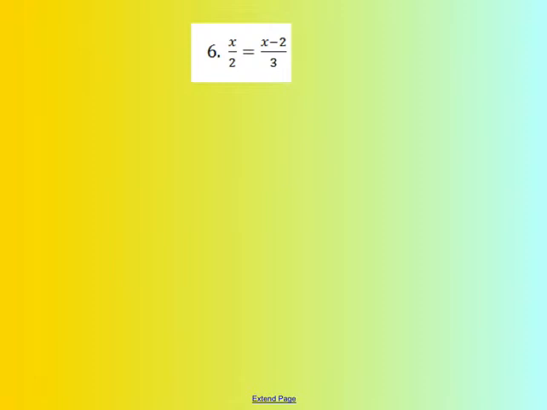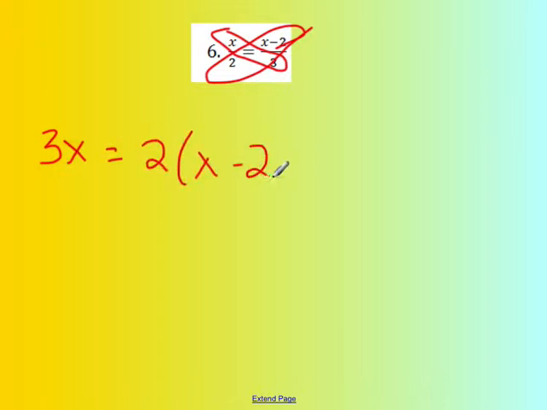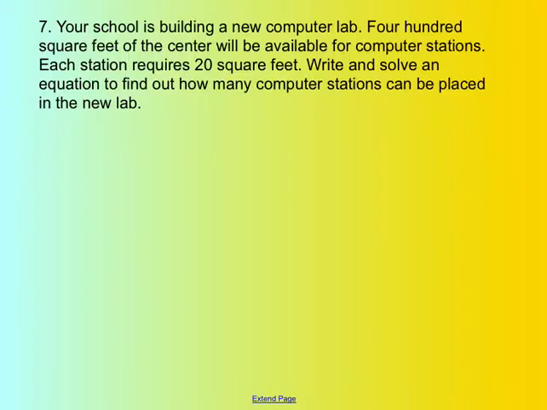Okay, now number 6 can be really tricky. This is called a cross multiplication problem. So what we're going to do is multiply across the fraction. I'm going to take 3 and multiply it times x, and take 2 and multiply it times x minus 2. Now this only works if we have two fractions that are set equal to each other. So 3 times x is 3x, and then we're going to have 2 times x minus 2. And then this just goes through and it's solved as a normal equation. So what I would like you to do is pause the video and finish solving this equation. So let's take a look at number 7.